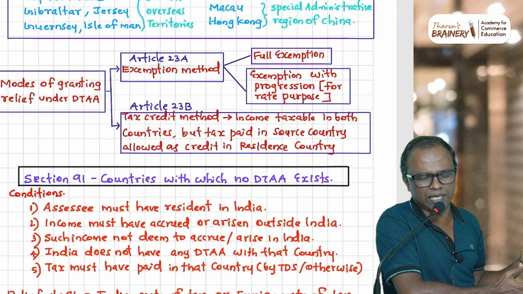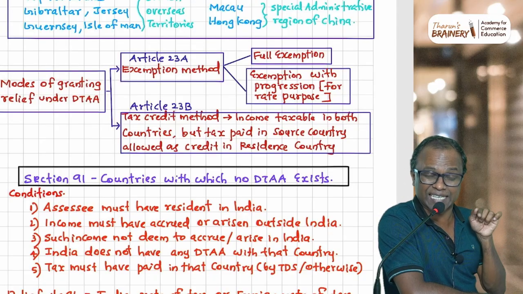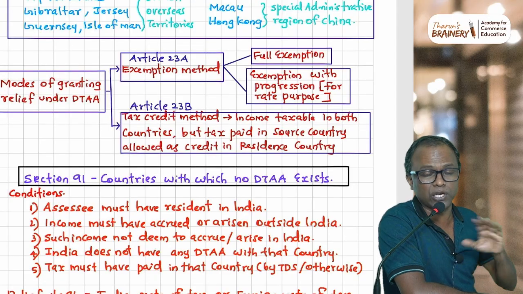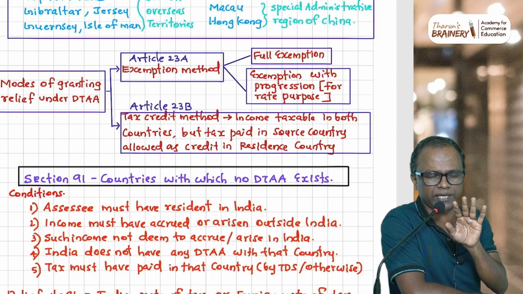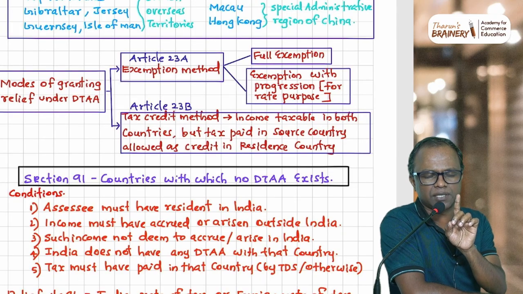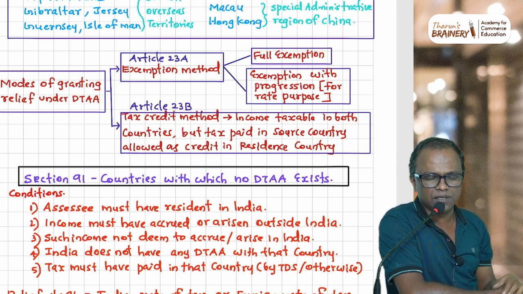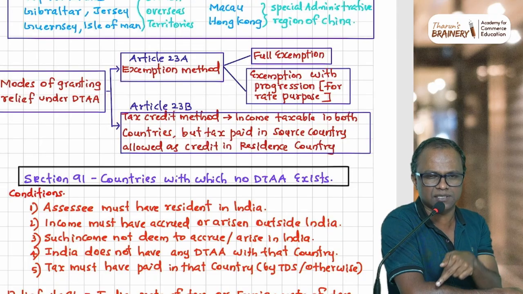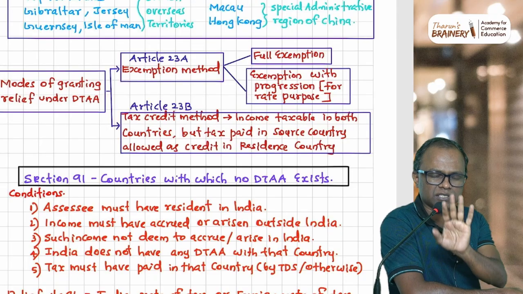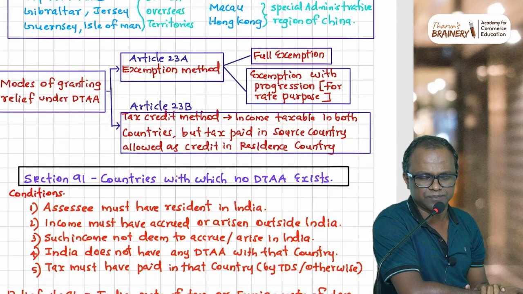So in both countries it will be taxable, but tax paid in the source country will be allowed as credit in the residence country. That will not change, because always the first event of taxation happens in the source country, because the source country will deduct TDS. Residence country taxation happens only in the assessment year. So the second event happens in the residence country. So always first you have to pay tax in the source country, and then that tax will be allowed as credit in the residence country.